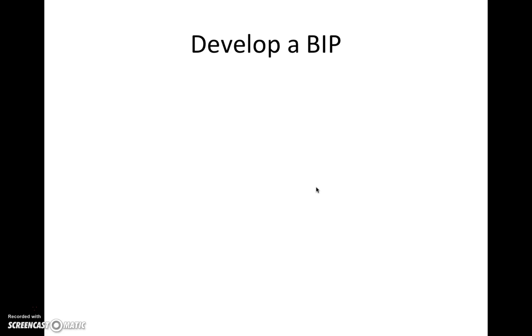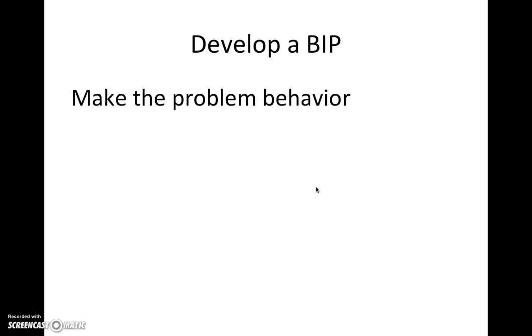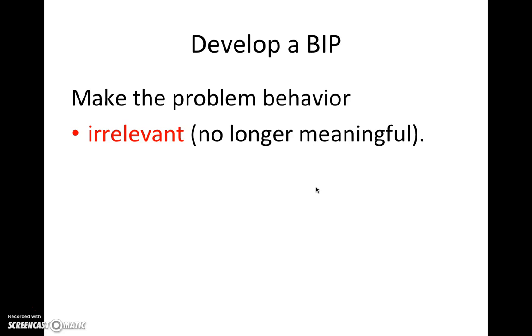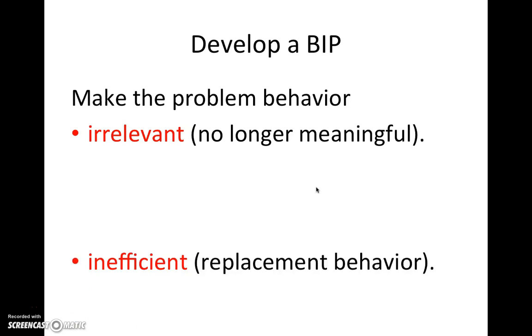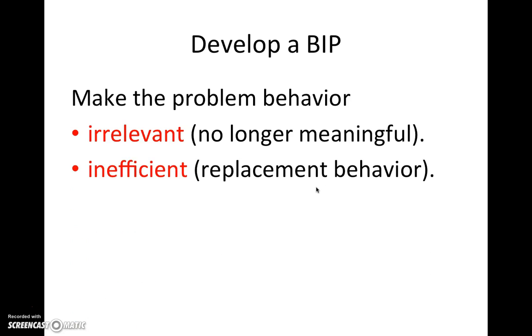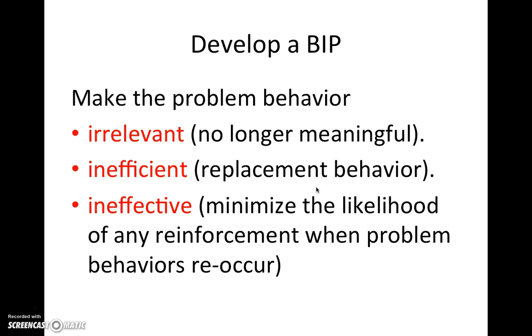There are 3 major things we need to make sure we do. The first is we need to make the problem behavior irrelevant, so it's no longer meaningful. Second is inefficient, so we can provide that replacement behavior. Although we want the desired behavior, the reality is that's not always happening, so a replacement behavior is used instead. And then ineffective. We want to minimize the likelihood of any reinforcement when that problem behavior reoccurs. These are the 3 main components that are needed to truly change behavior through a behavior intervention plan.